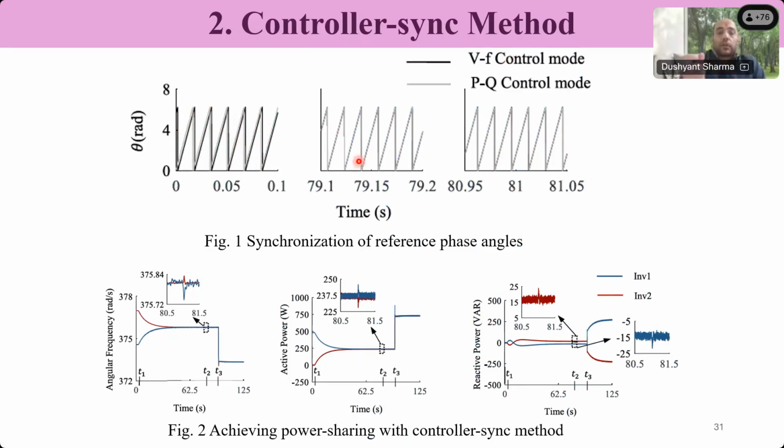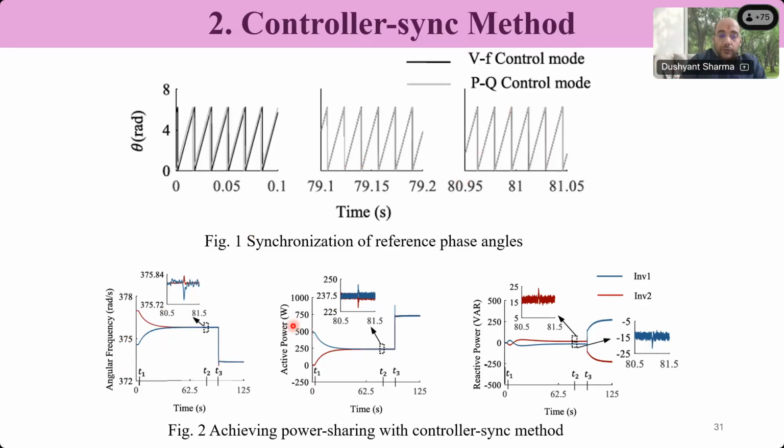Because in a grid following mode, you have a power set point P star. So you give a power set point P star. So initially it starts to feed power because it is already connected. The frequencies match. The angles match. When the angles properly match, that means now the controllers have synchronized. Once the grid forming controller has been synchronized with the grid following controller, we can quickly shift the control mode.